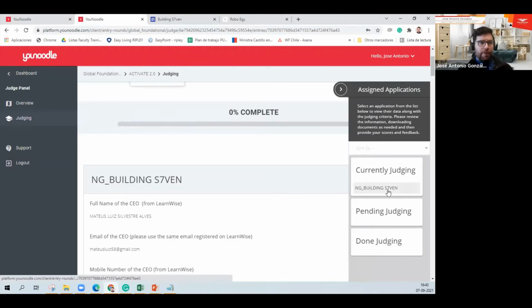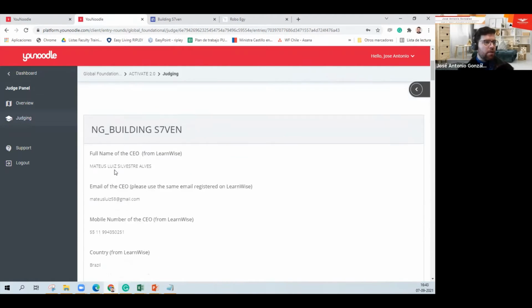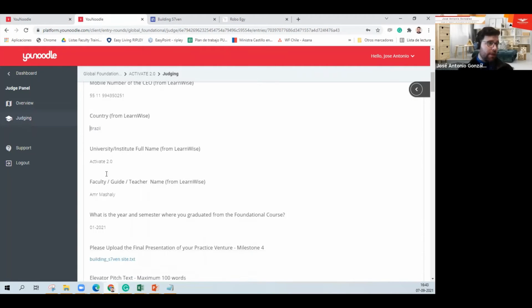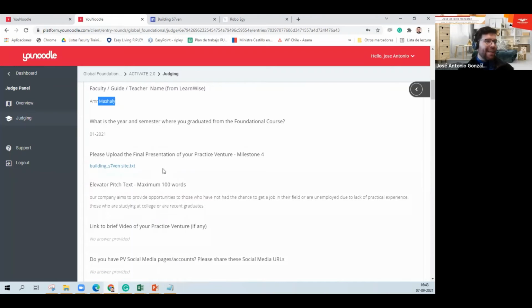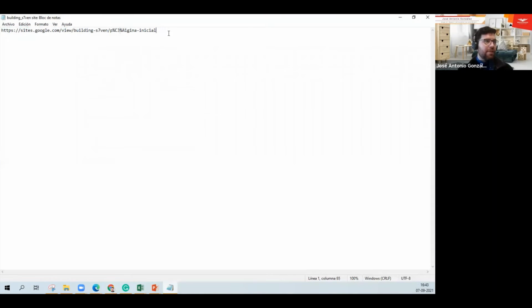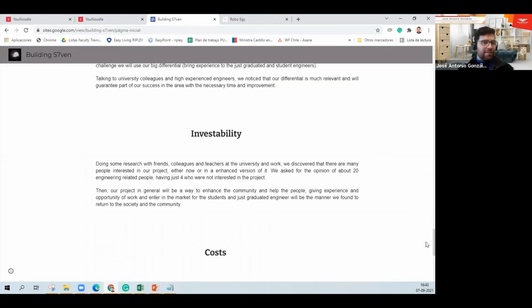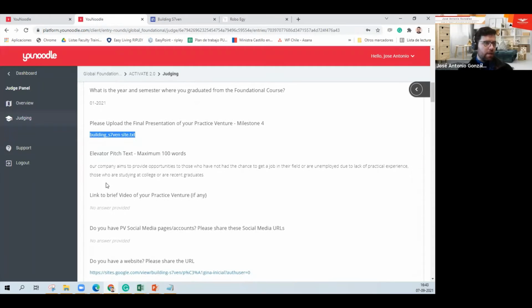Now I have one, Building 7, NextGen Building 7. Mateus is the CEO, okay, Mateus, from Brazil, okay, nice. Activate 2.0, okay, Amer was the faculty. Now we have one document. The document is a text file that we can see here with a link. The link is taking us to this. This is the Google site that the students created. Okay, we're gonna review if we can see something else.